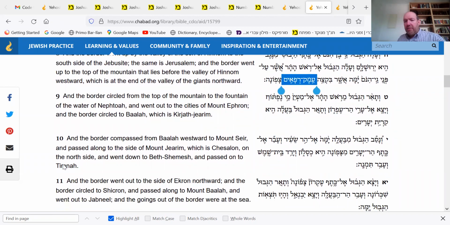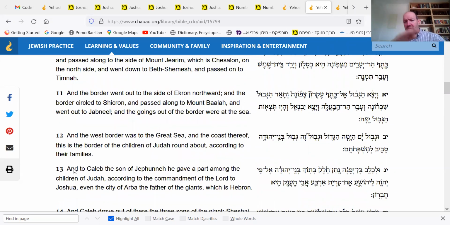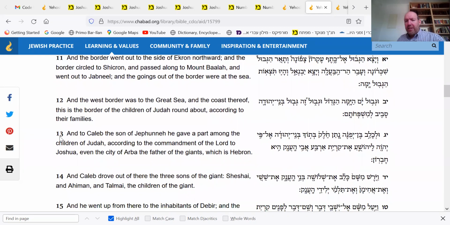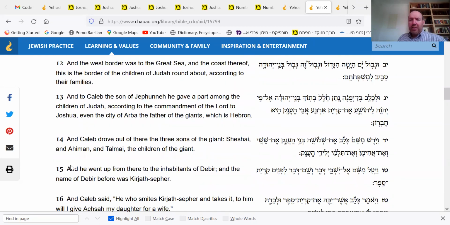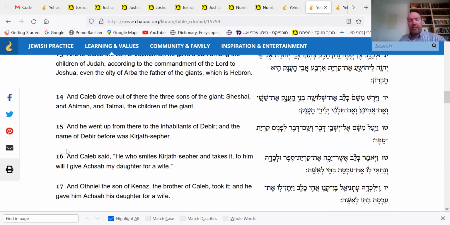And like we said, in verse 13, after concluding all the different directions, also to the west, we move again to a short anecdote related to Caleb. "And to Caleb, the son of Yephuneh, he gave a part among the children of Judah, according to the commandment of the Lord to Joshua, even the city of Arba, the father of the giants, which is Hebron. And Caleb drove out of there the three sons of the giants, Sheshai and Achiman and Talmai, the children of the giant."